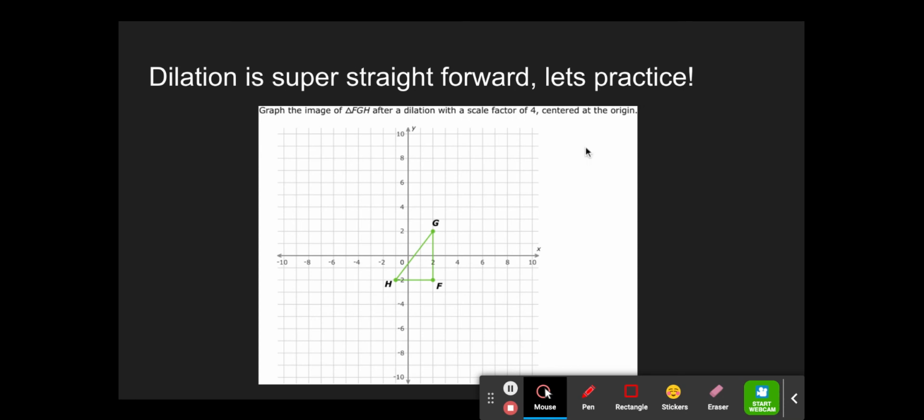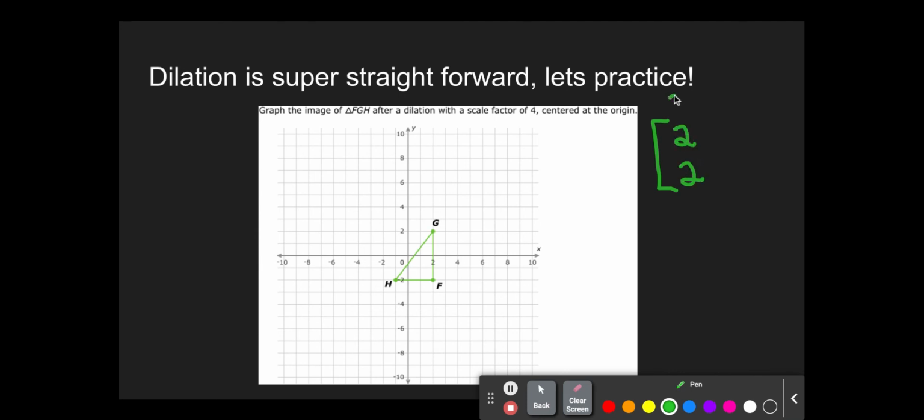So let's do some practice. All right, if I want you to dilate with a scale factor of 4, then here's what I'm hoping you can do. I'm hoping you can maybe set up a little matrix for yourself. Let's do it in green because that's the original shape. We have xy's of 2, 2. That's G. F is at 2, -2. And H is at -1, -2. And I would like to apply a scale factor of 4.